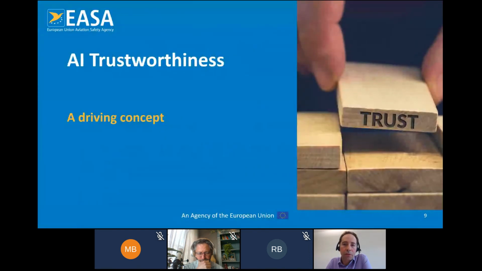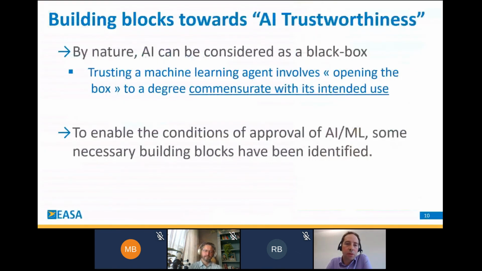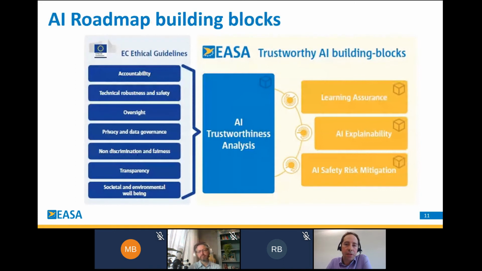Now, coming to the heart of the presentation on the concept of AI trustworthiness, which is the main driver of our EASA AI roadmap. By nature, we can consider AI and machine learning agents as a black box. Trusting the machine learning agent will involve opening this box to a degree that is commensurate with its intended use. And that's the driver we took to create this AI trustworthiness concept. And to enable the conditions for approval of AI and machine learning, some necessary building blocks have been identified. And that's what you can see also in our roadmap. This is the result of the impact assessment we've done in the various domains of the agency. It's really not focused only on one domain.